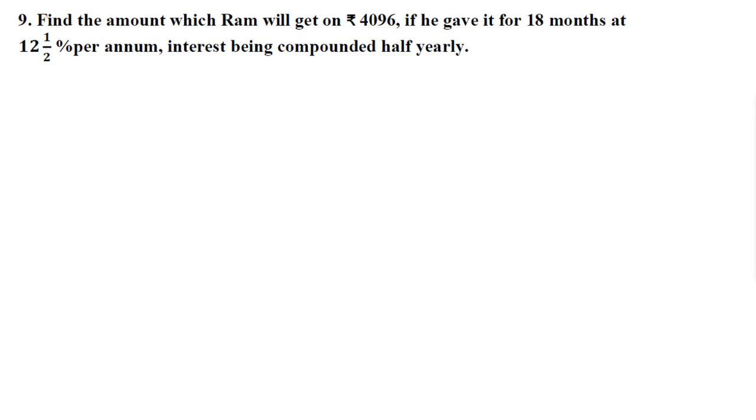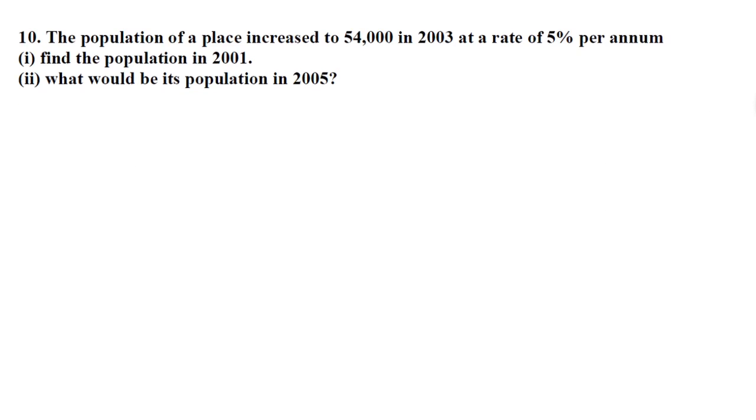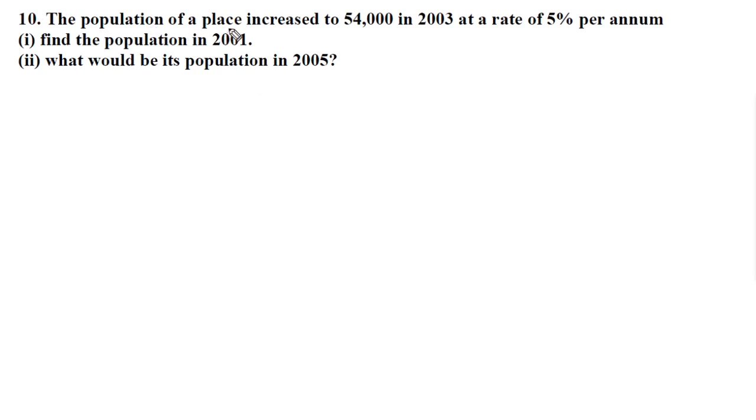Now we will move to the next question. Question number 10. The population of a place increased to 54,000 in 2003 at a rate of 5% per annum. Find the population in 2001. What would be its population in 2005? So what we will do here?